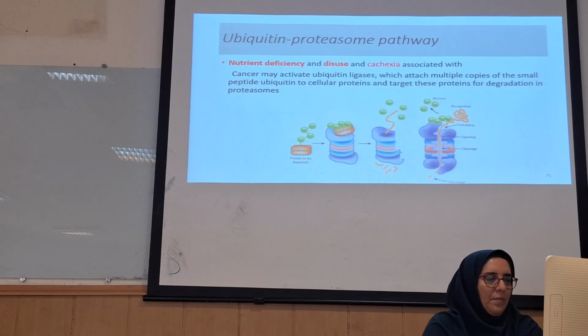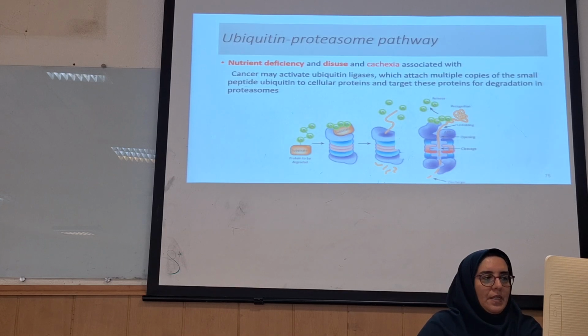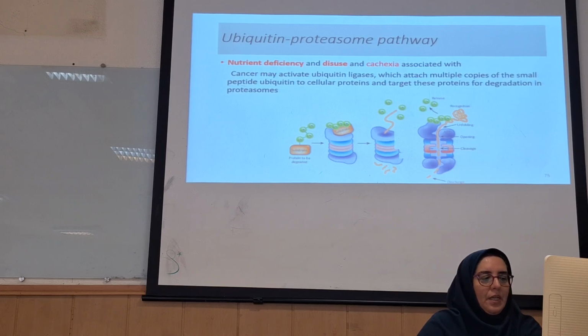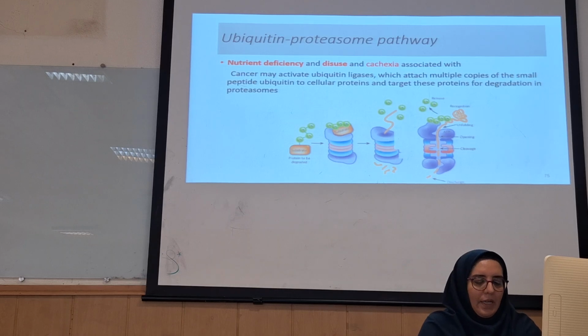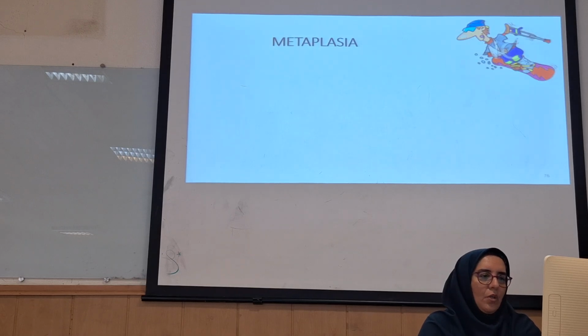We have lysosome and ubiquitin. In nutritional deficiency, disuse, and in cachexia associated with some cancers, we have an activation of ubiquitin. Ubiquitin degrades protein, and degradation of protein and intracellular organelles is associated with atrophy.